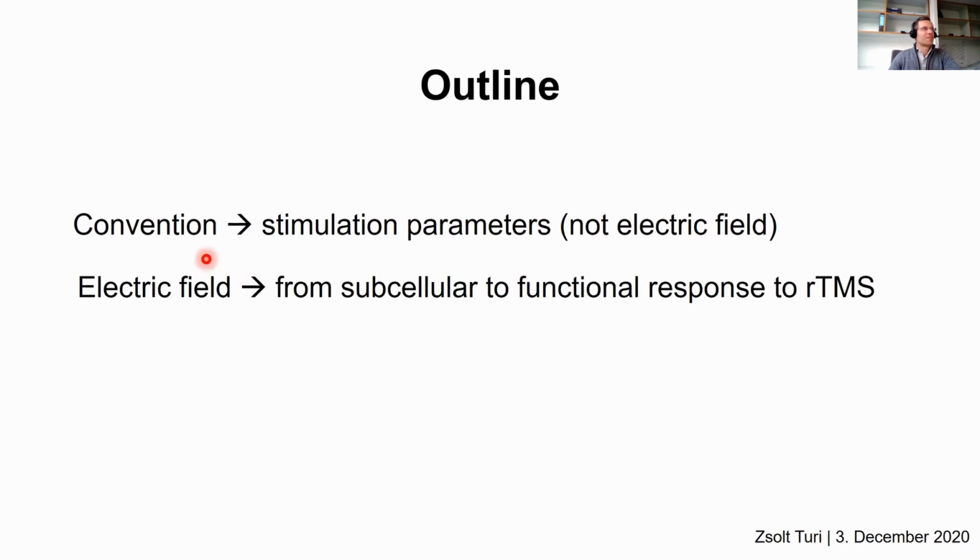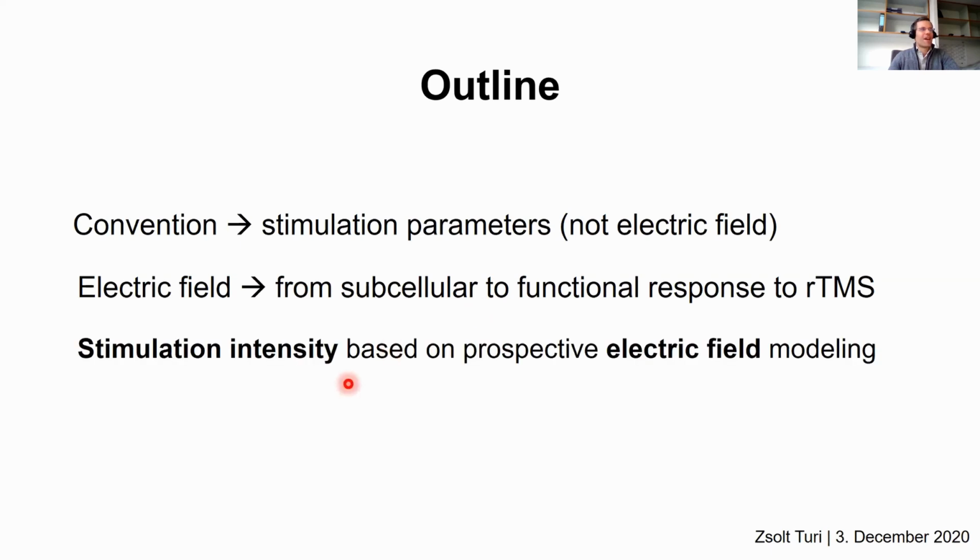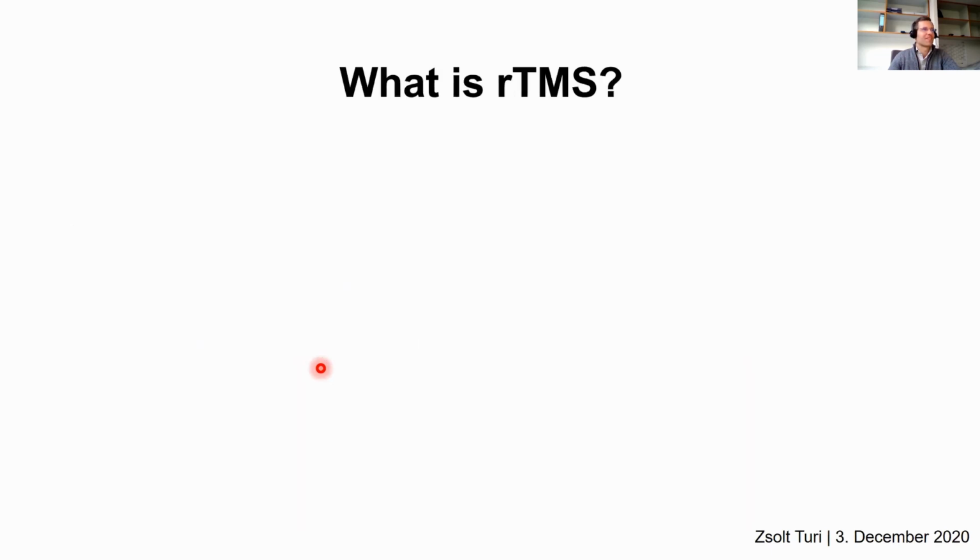This can be limiting in certain cases because it is the electric field that mediates the effect of rTMS, starting from the subcellular to the functional level. As you already mentioned in the introduction, I will focus on how we determine the stimulation intensity by conventional methods. And then I will show two examples where we use prospective electric field modeling to set the stimulation intensity for rTMS.